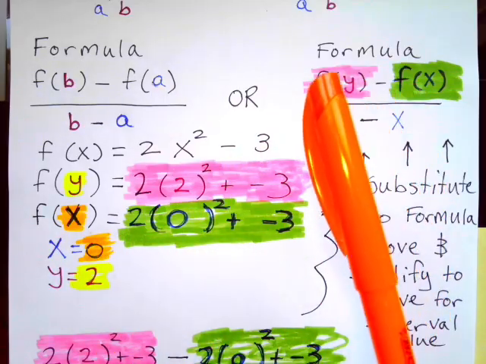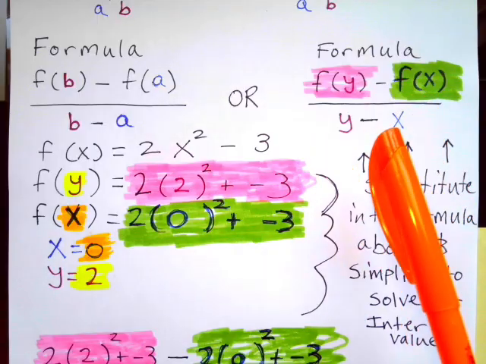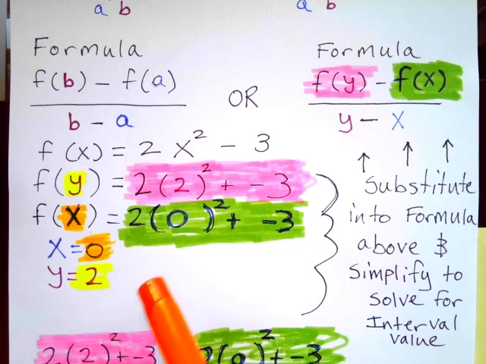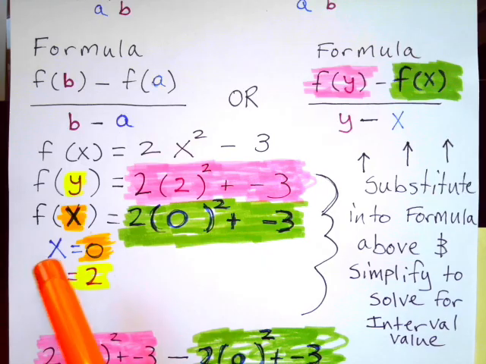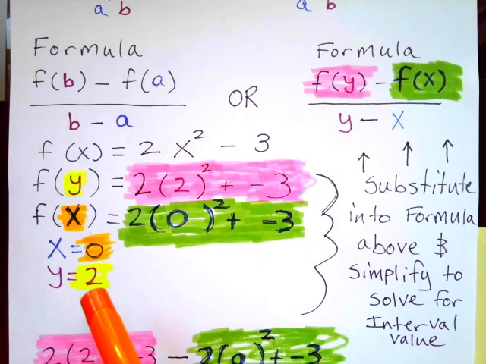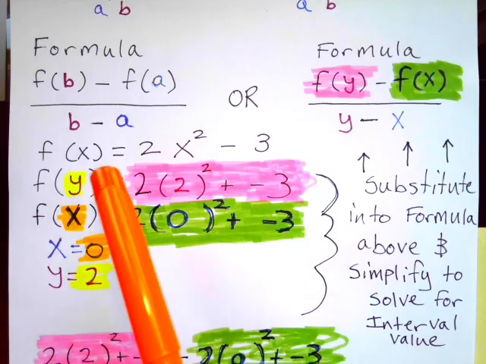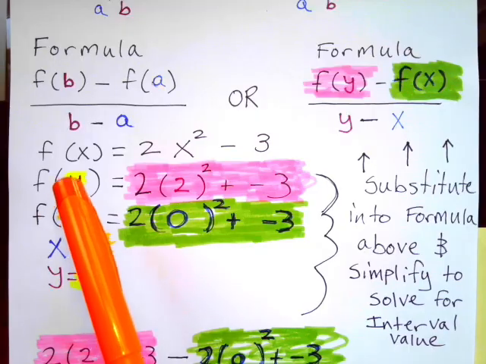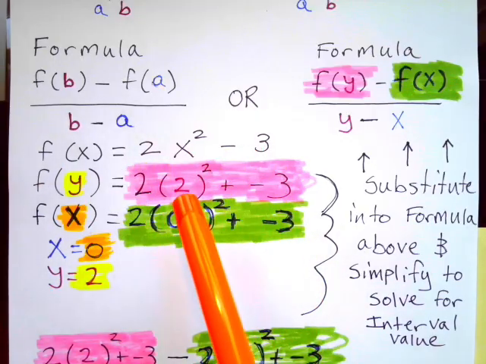I need to figure out what's my f of y, what's my f of x, and I already know what my y and my x values are. That was given in the problem for A, B, C, D, and E. In this particular problem, my x is 0, my y is 2. So in order to find the value of the function of y, or f of y, I'm going to take my y value of 2, and everywhere you see x in the original problem, I'm going to substitute a 2.